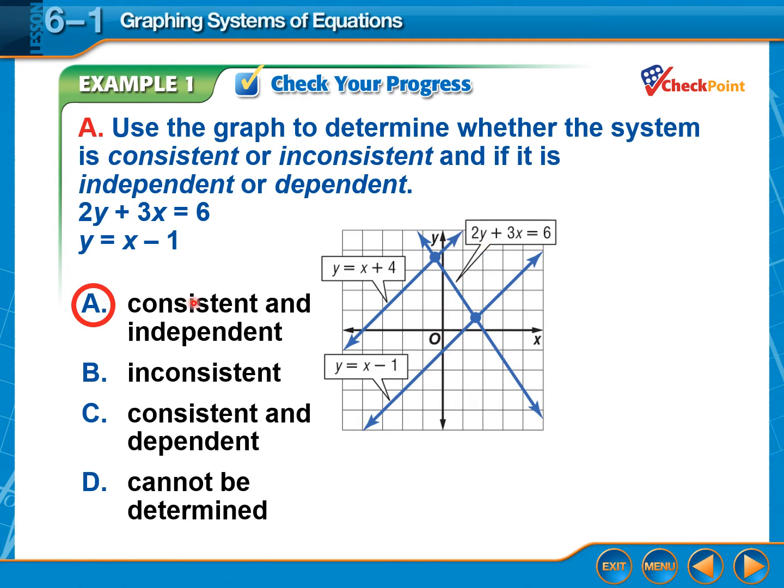All right. And the correct answer is that it's consistent and independent because these two lines intersect at a single point. So there's one solution, which is a consistent and independent system.